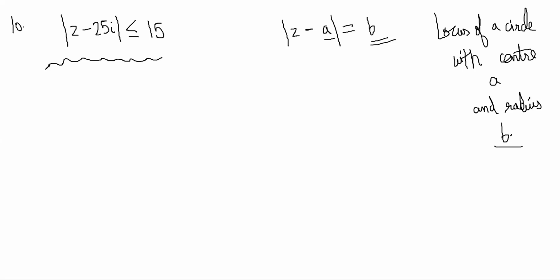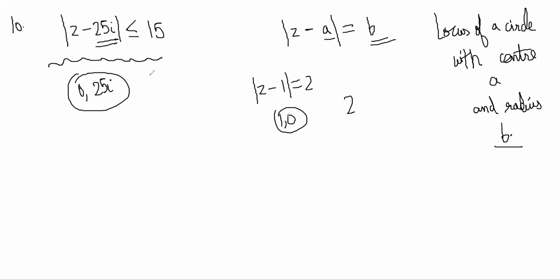Here a could be a complex number, a could be a real number, no matter what it is. It could be mod of z minus 1 is equal to 2. Here center is 1 comma 0, radius is 2. Here it is 25i, so center is 0 comma 25, because i axis is y axis, right? And radius is 15, correct?